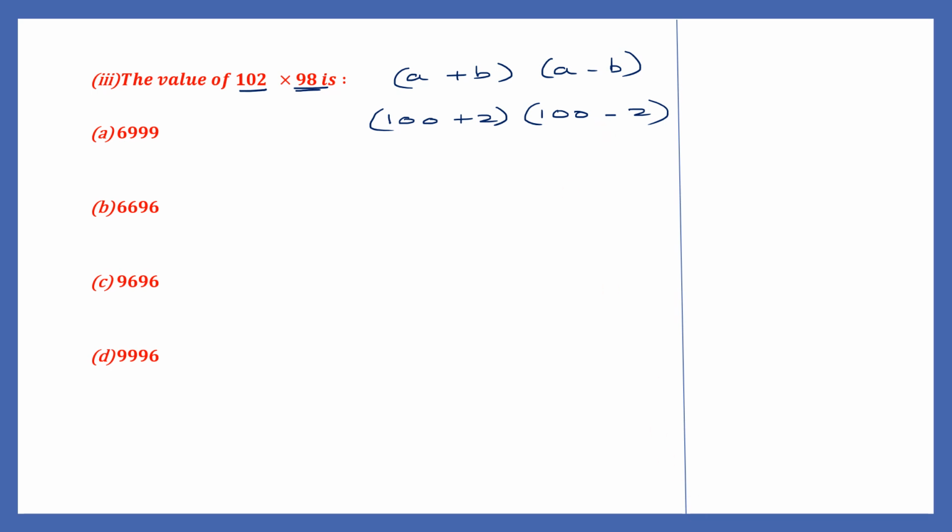So when we have this, here we say a square minus b square. So here a is 100, so it is 100 square minus b is 2 square. So 100 square is, you add 2 more zeros, you get 10,000, minus 2 square, 2 2s are 4. So when you minus these, 9,996. This is our answer and that is option D.